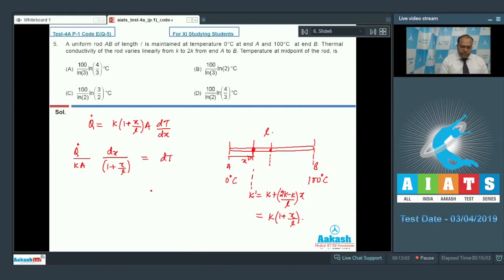First of all, I have to integrate this equation from x equal to 0. At x equal to 0, the temperature is 0, and at x equal to L by 2, the temperature would be T. In the second case, I integrate from x equal to L by 2, where the temperature would be T, to x equal to L, where the temperature would be 100. If I integrate these two equations and solve for the value of T, it comes out to be 100 divided by ln 2 into ln 3 by 2. So option C is the correct answer. Let's move to question number 6.